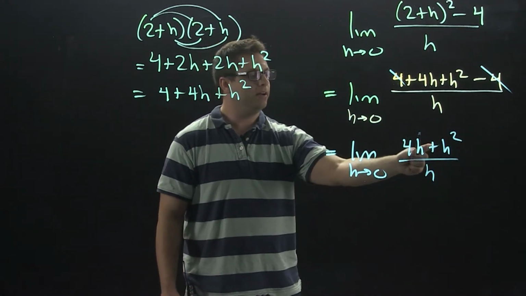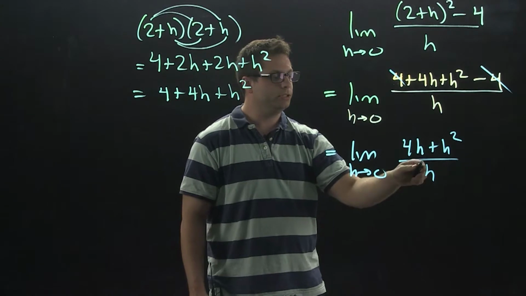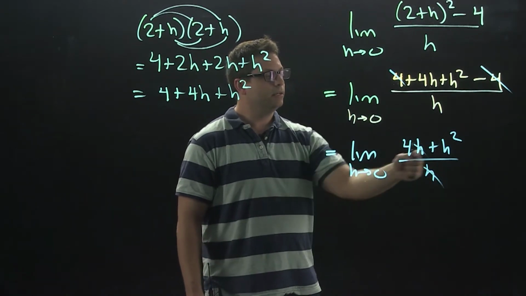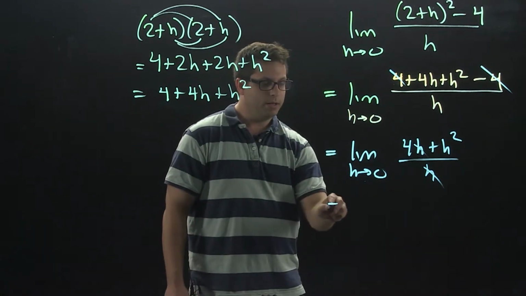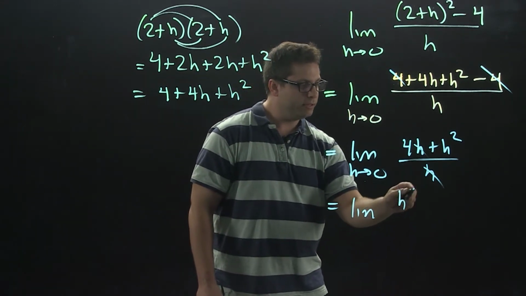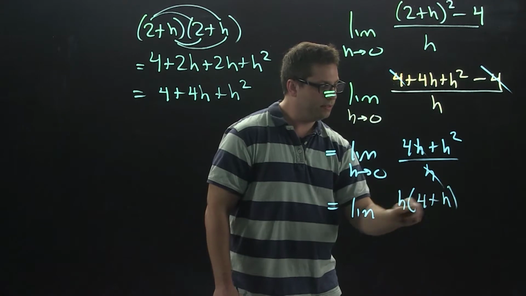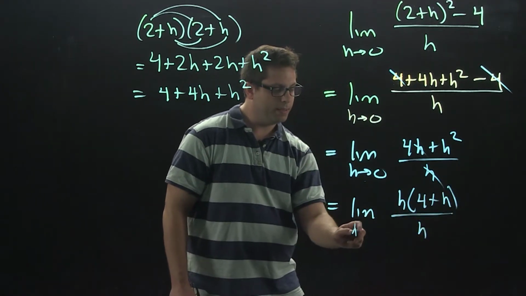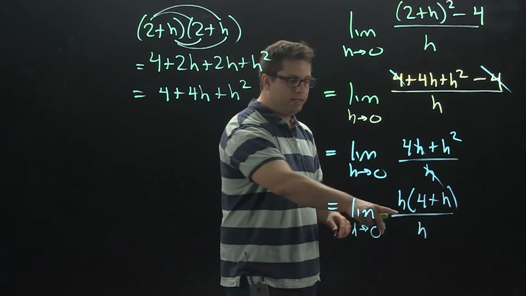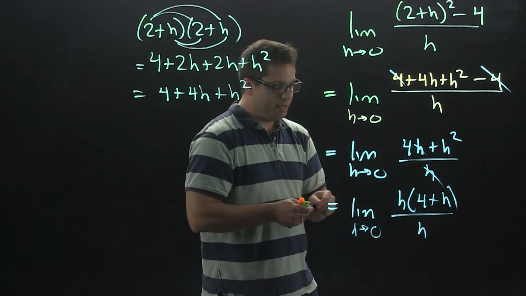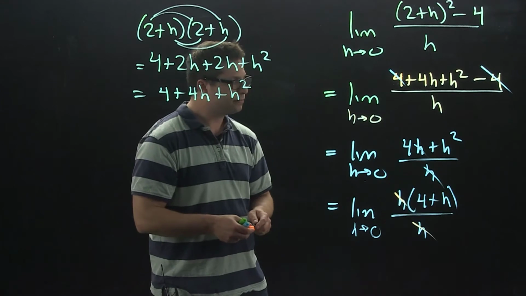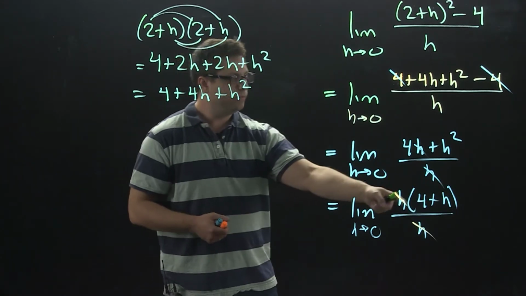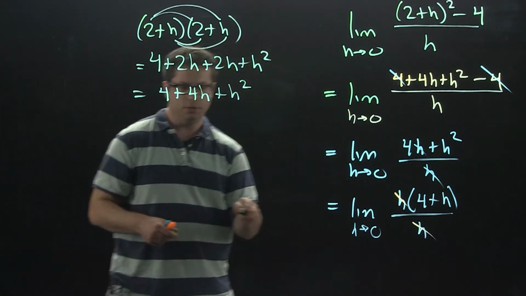Now get in the habit of factoring the h out. Don't just cancel like that. Sometimes people forget other h's that are in the numerator. So just factor it out. And then you can see that this h and the denominator h will cancel, leaving just 4 plus h on top.